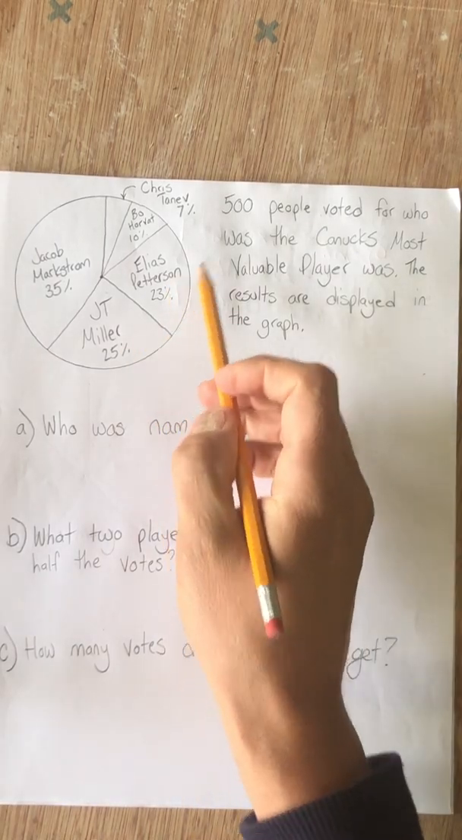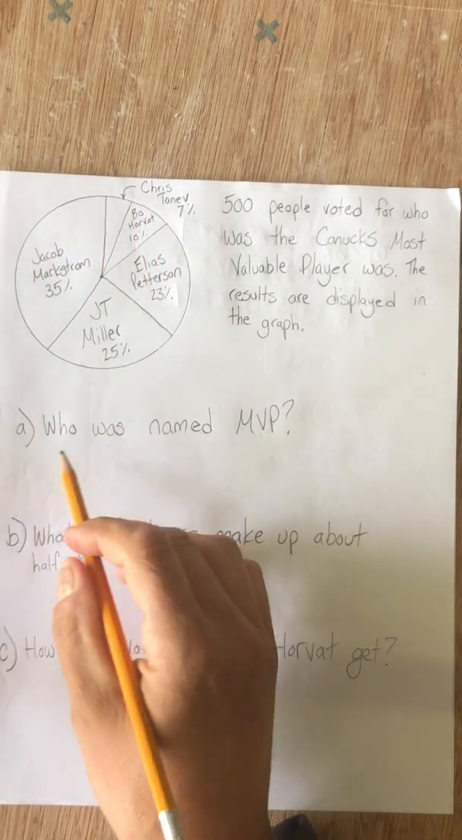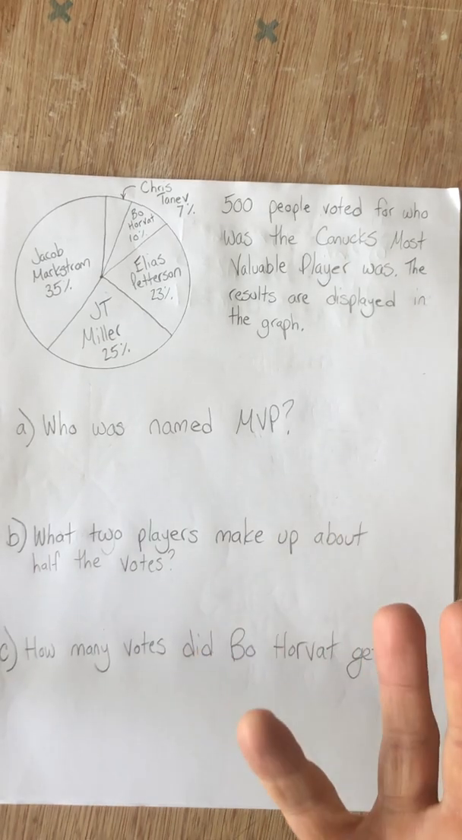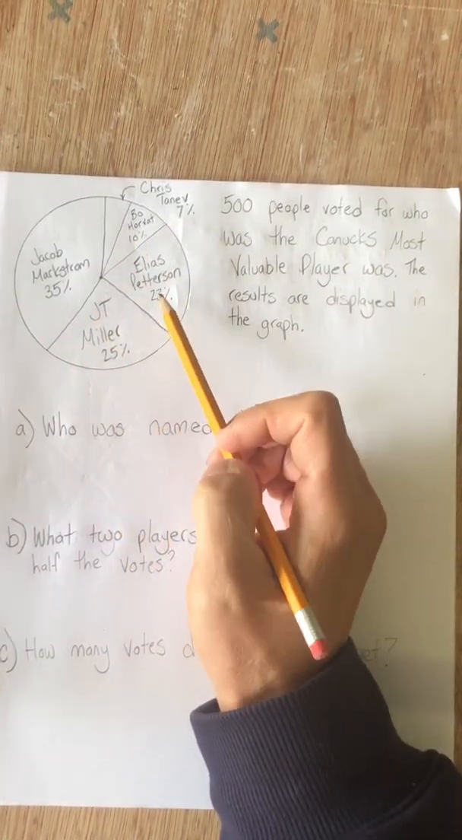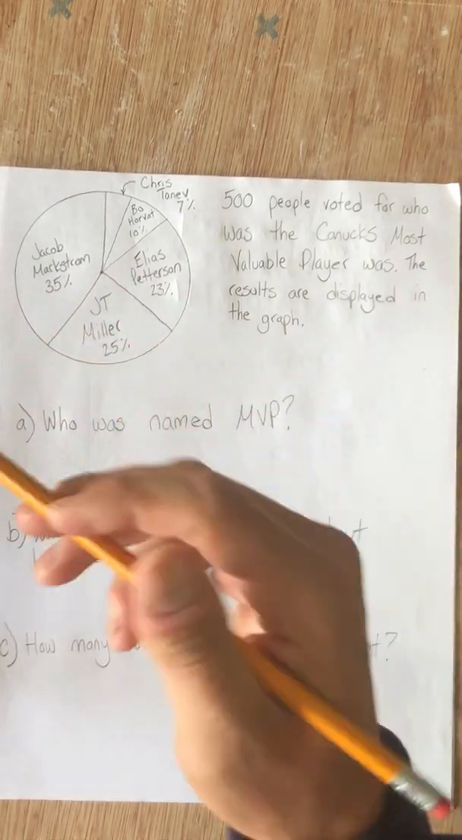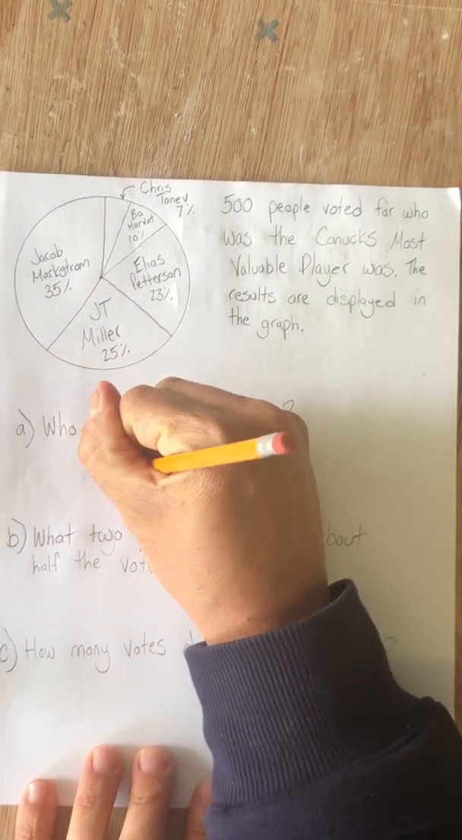Okay, so taking a look at this information, who was named the MVP? Well, the MVP would be the person who got the most votes. So who got the most votes? 7, 10, 23, 25, 35%. So it was Jacob Markstrom.